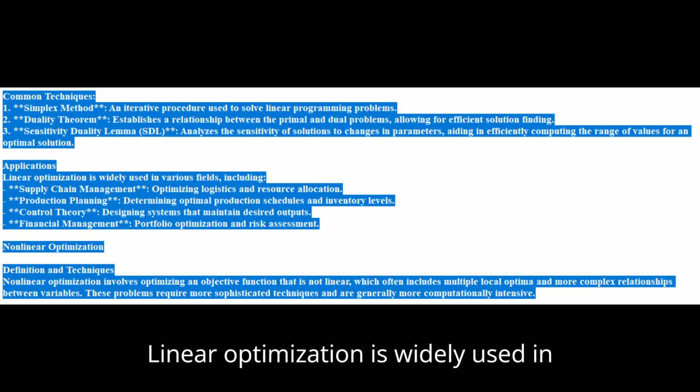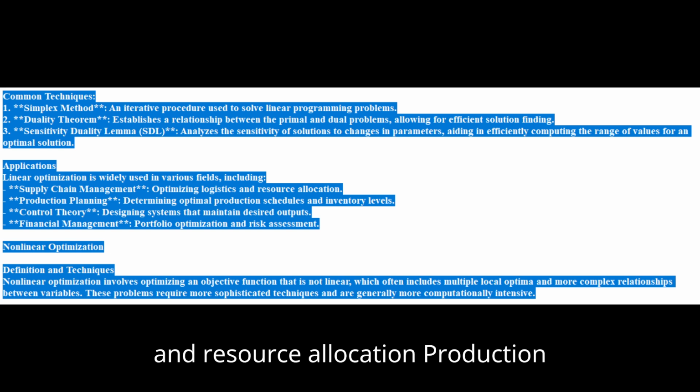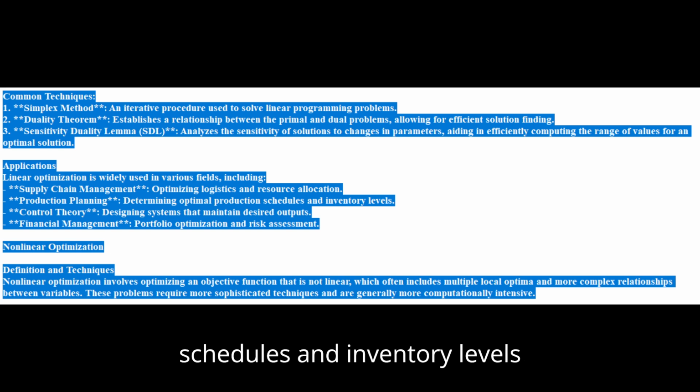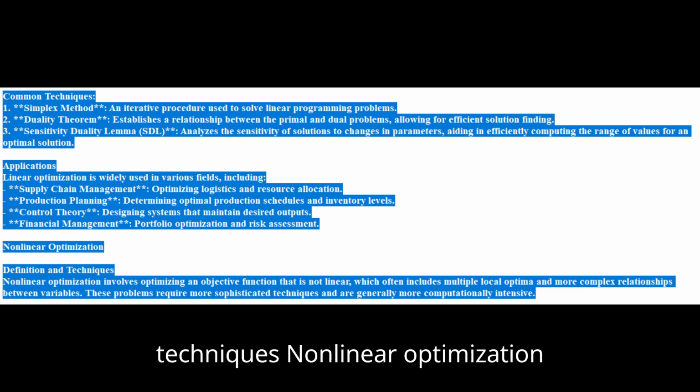Applications. Linear optimization is widely used in various fields, including supply chain management, optimizing logistics and resource allocation, production planning, determining optimal production schedules and inventory levels, control theory, designing systems that maintain desired outputs, financial management, portfolio optimization and risk assessment. Nonlinear optimization, definition and techniques.